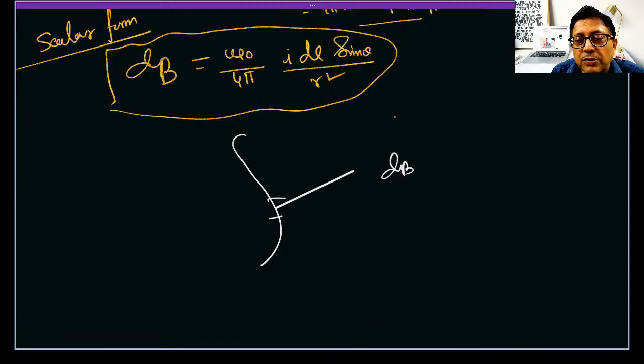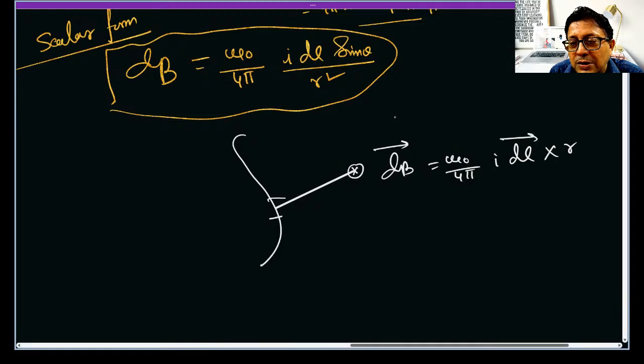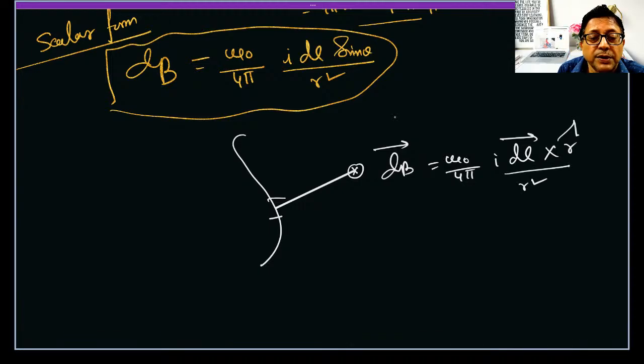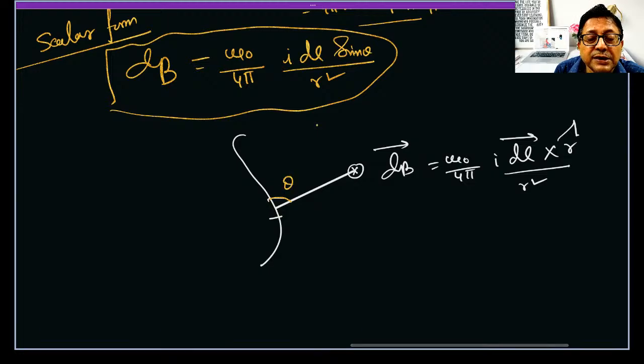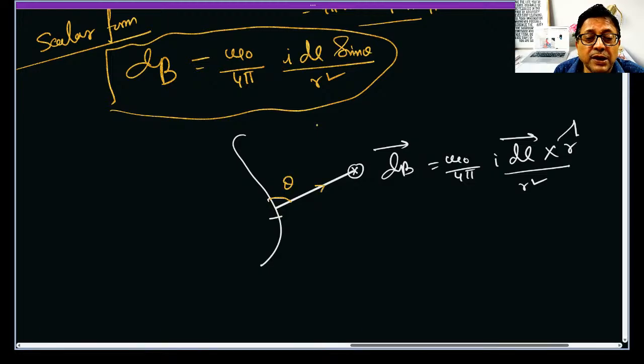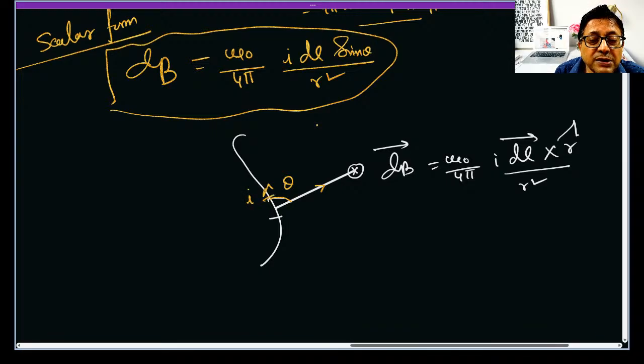This dB expression I am also writing using vectors: dB equal to mu0 by 4 pi, I dl cross r cap by r square. This angle is theta. This is the direction of unit vector r cap, and the direction of current is this I. This was the current element AB of length dl.